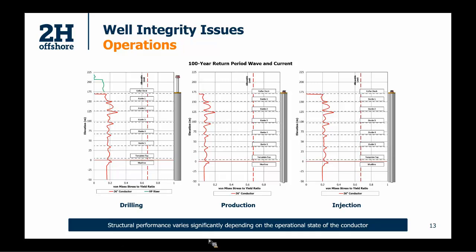So it doesn't look like it makes too much difference. However, this is for a 100-year return period wave and current, and what you'll find is that the differences are more noticeable when we're looking at fatigue damage, and that's because without the high current damping it out, you see a larger range of stress motions between drilling and production.